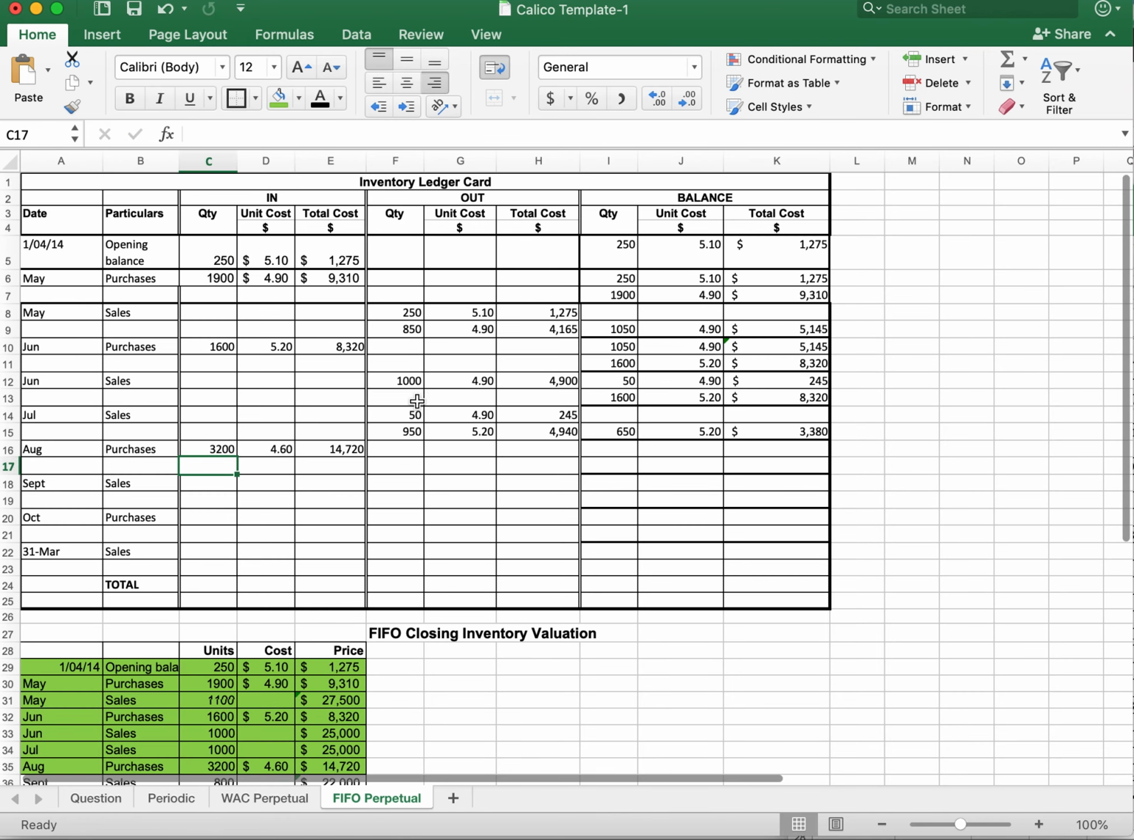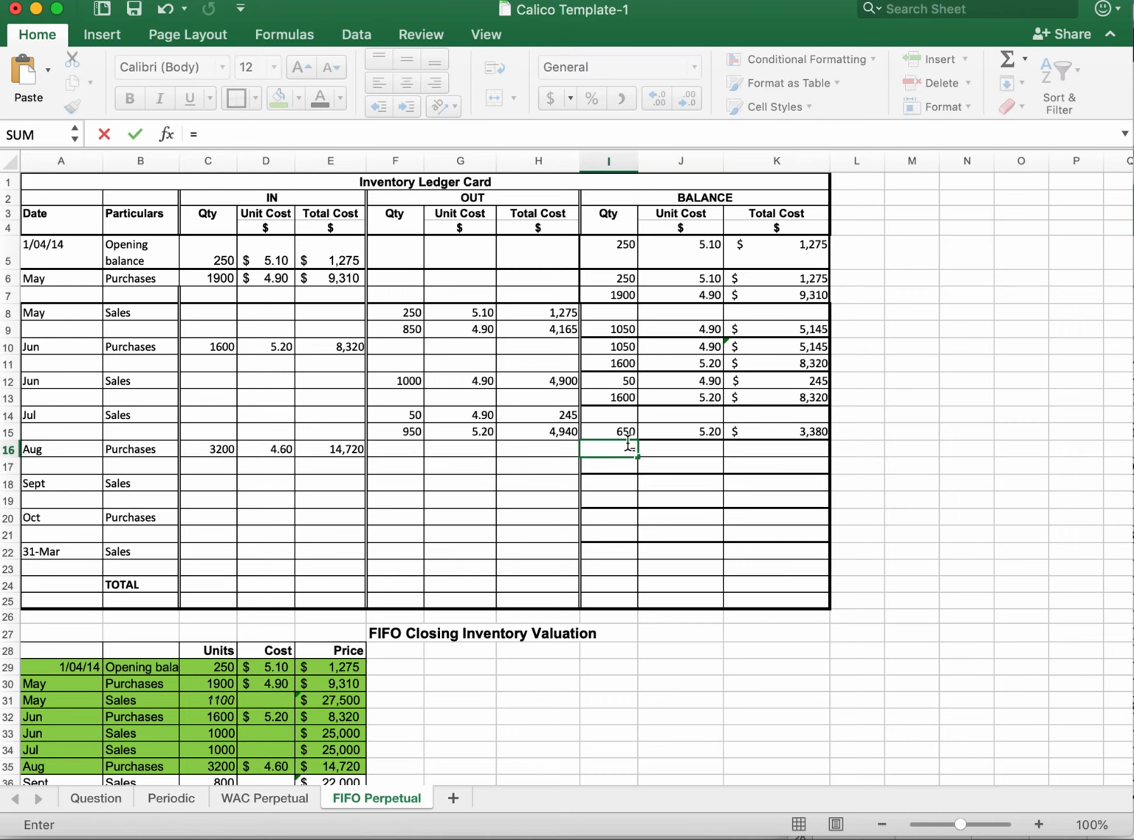Okay, so now what we've got is what we started with, which is 650 at $5.20 with a value of 3,380. Plus we've got the new lot, at what they cost us, and what they valued at. All right. Okay, so that's what we've got on hand.